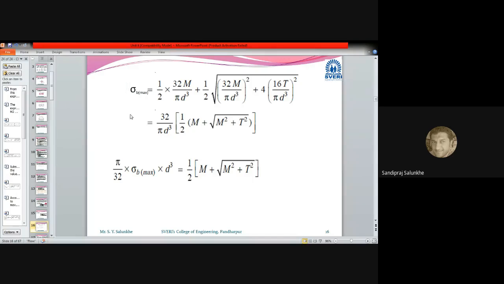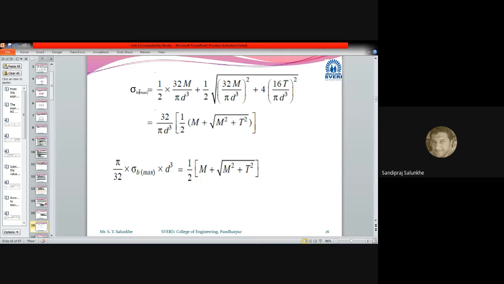Okay, so if we put the values of sigma b and tau in terms of bending moment and torque, we get the equation: sigma b max is equal to half of sigma b, that is 32 M divided by pi d cube, plus half under root of sigma b square, that is (32 M divided by pi d cube) square, plus 4 tau square. Tau is nothing but 16 T divided by pi d cube.